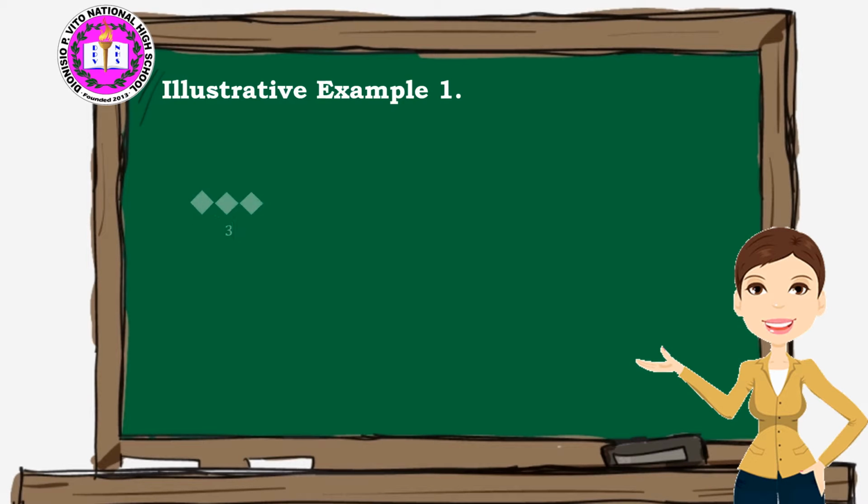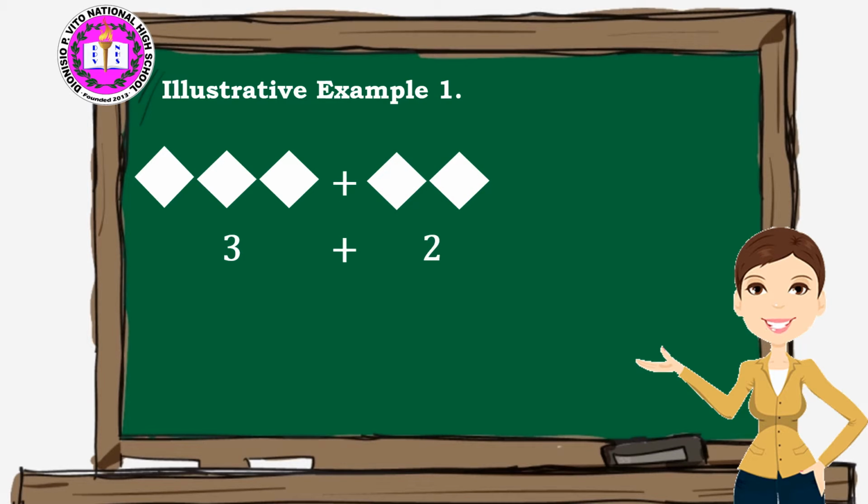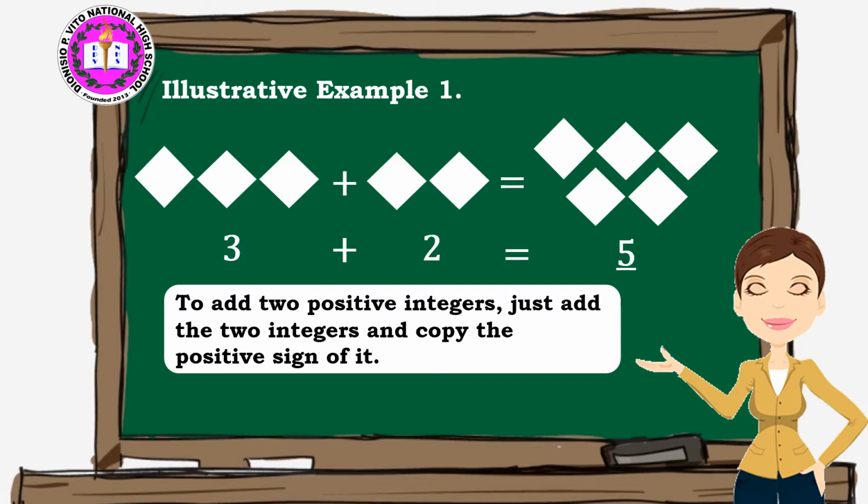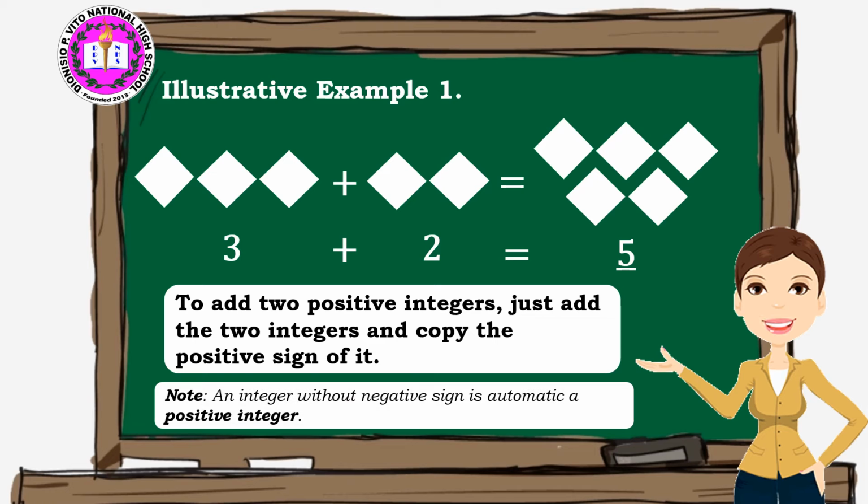So let's have example number 1. We have 3 white diamonds plus 2 white diamonds, which is equal to 5 white diamonds. So to add two positive integers, just add the two integers and copy the positive sign. Note that an integer without a negative sign is automatically a positive integer.